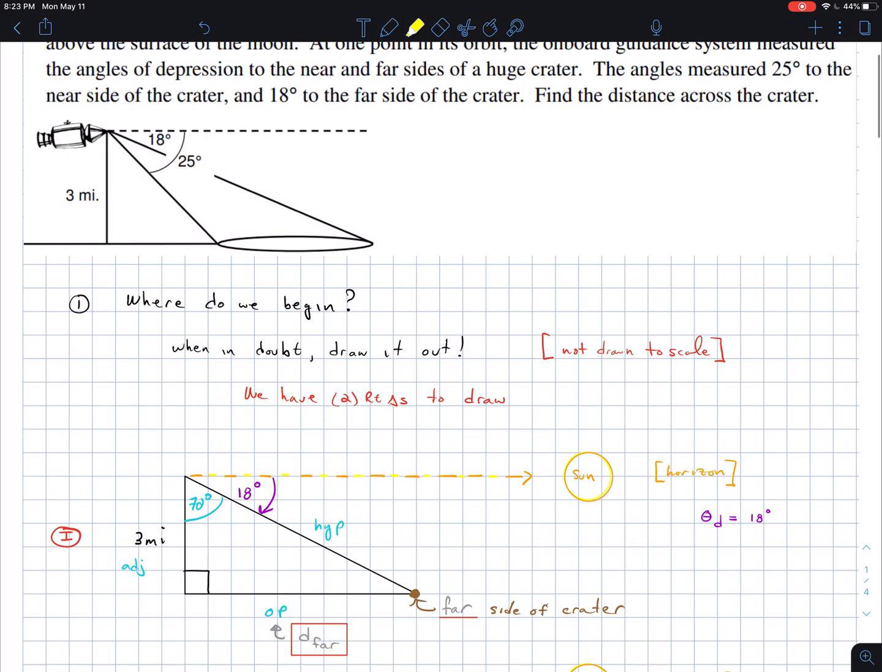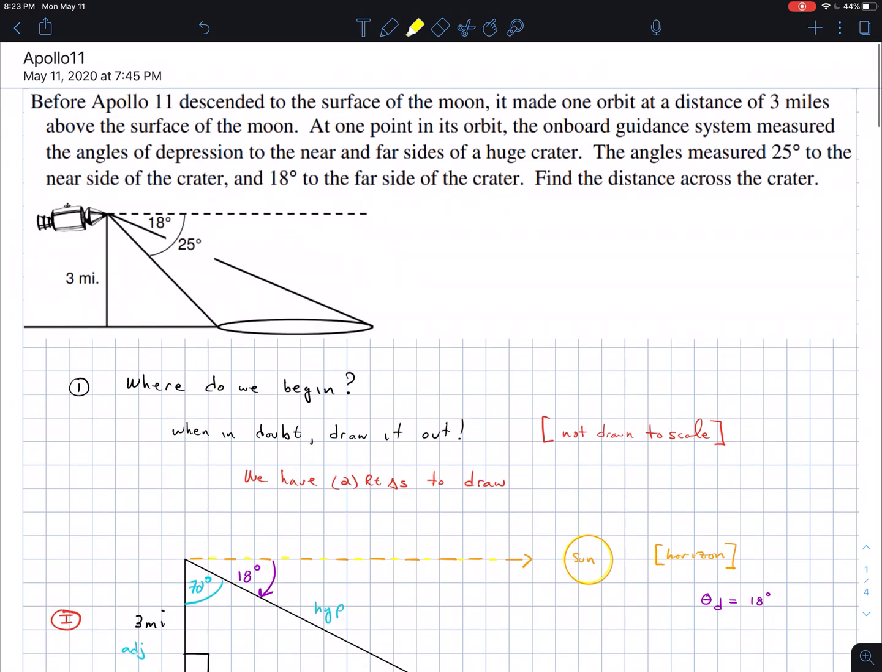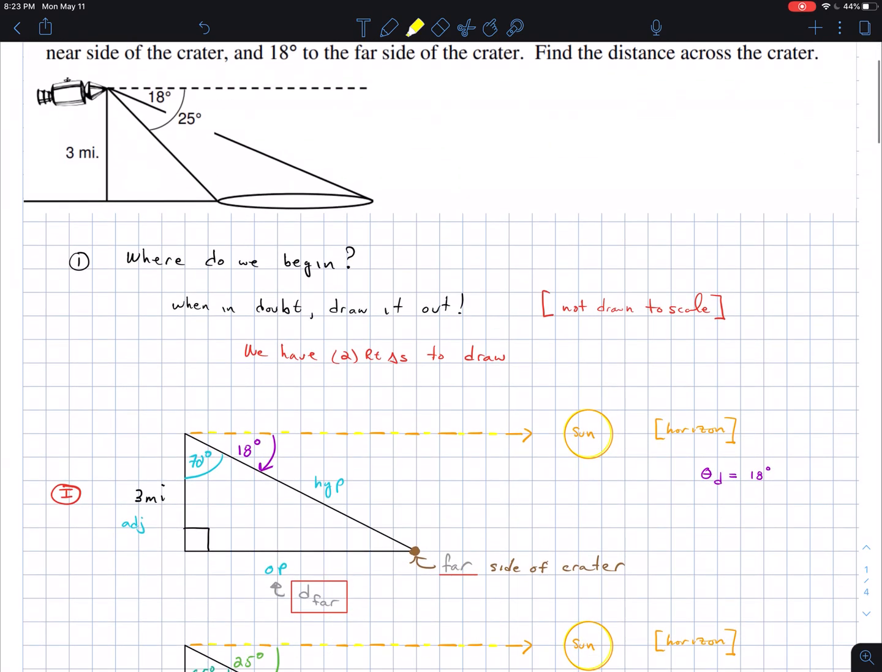It's a word problem. Where do we begin? Well, we actually just did it. We read the problem. Now, my advice would be always, when in doubt, draw it out. And if you can see it right now, there's actually two triangles at work, and we're going to be using them to solve this problem. So, when in doubt, draw it out.